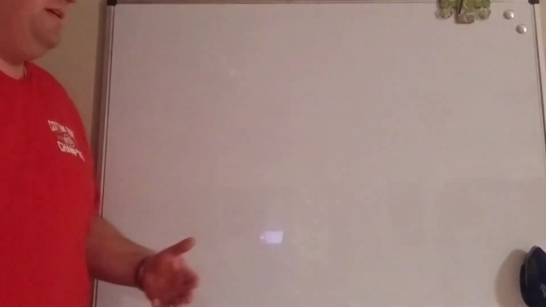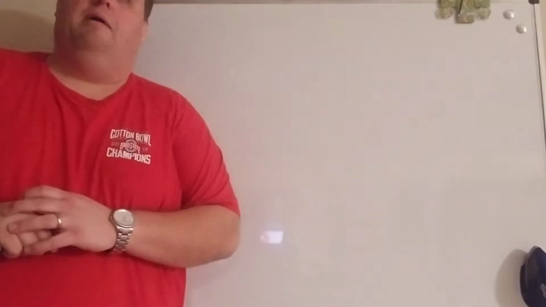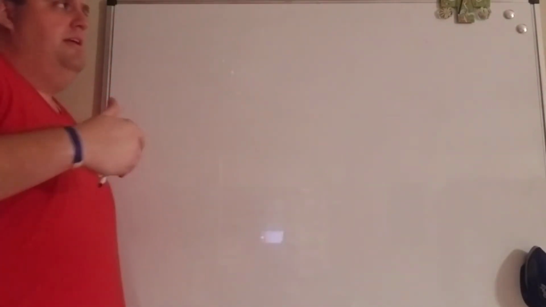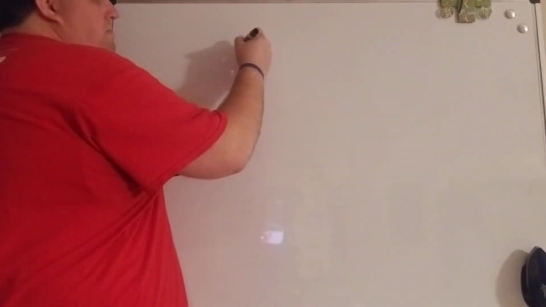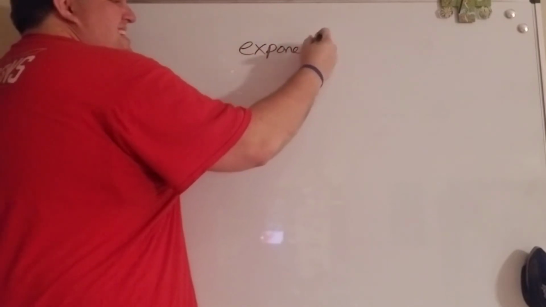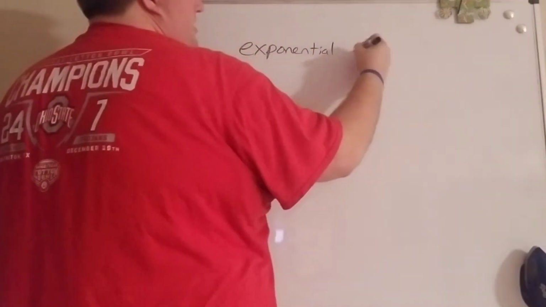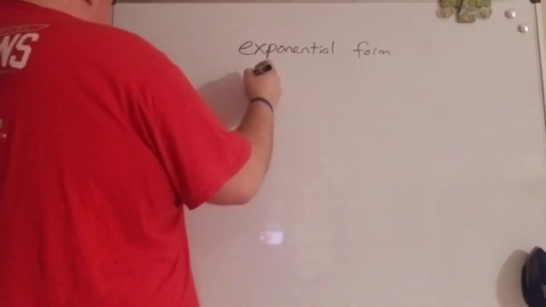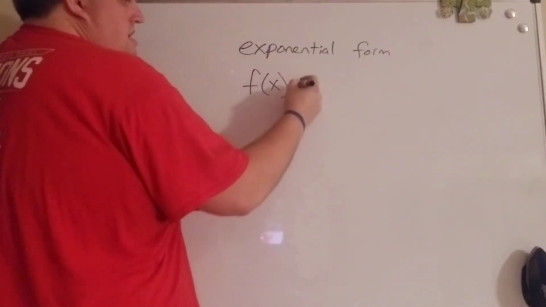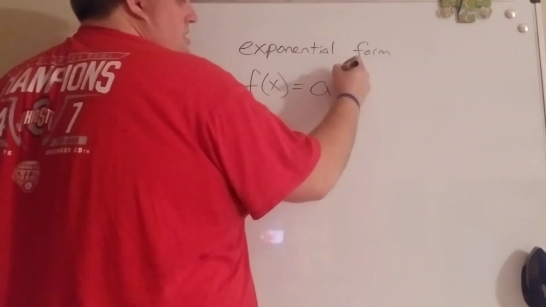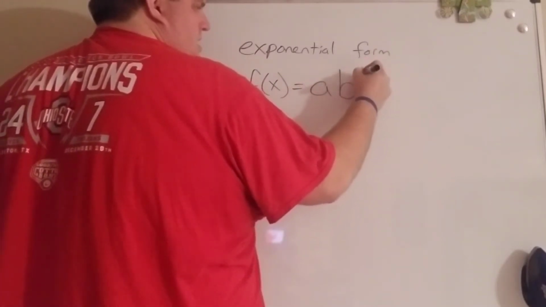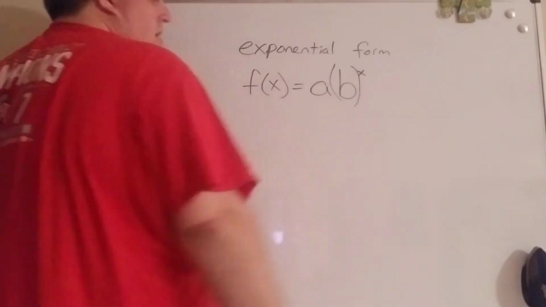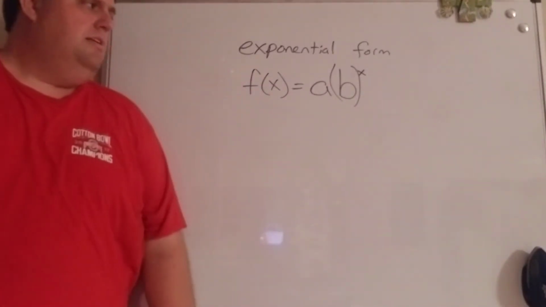Secondly, we talked about slope-intercept form, obviously, quite a bit, when we talked about stuff that was linear. So the exponential form, which I don't think really has a fancy name or anything, is going to look like this. We're going to have a times b to the x, and this b is probably in parentheses like that.